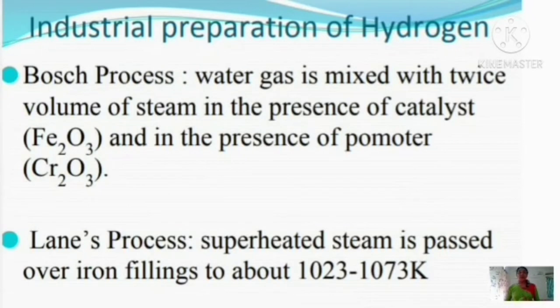Next, we can discuss how hydrogen gas is produced industrially. So, industrially, there are two methods of producing hydrogen gas. One is the Bosch process and the other is Lane's process.